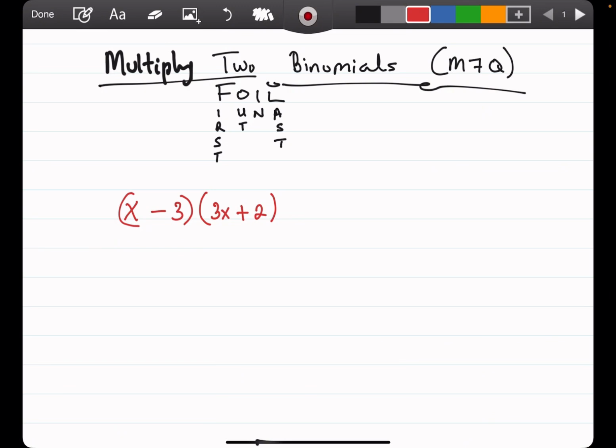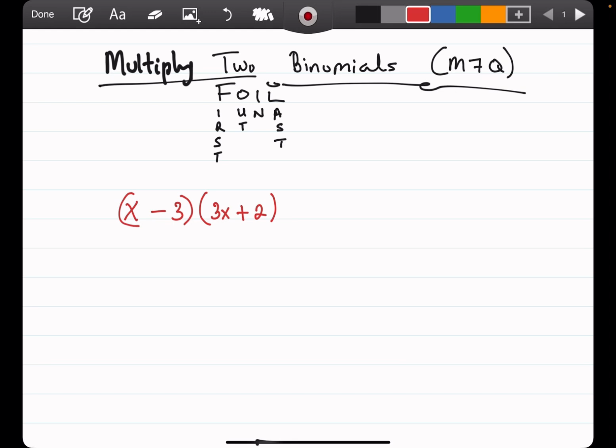Foiling. And what does FOIL stand for? F stands for what? First. O stands for what? Outside. I stands for what? Inside. And L stands for what? Last. So first, outside, inside, and last.